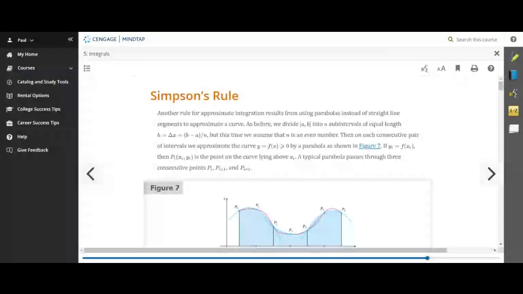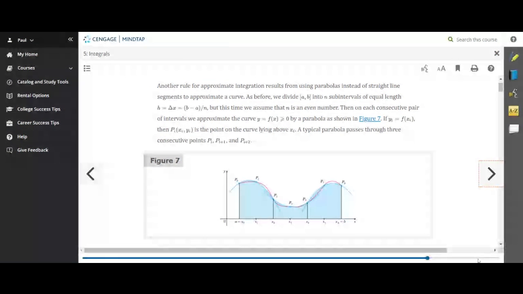Simpson's rule, what you're going to do is, to approximate the areas under the curve, you're going to utilize parabolas to approximate the function over the different subintervals, and that's actually usually a more accurate approach.